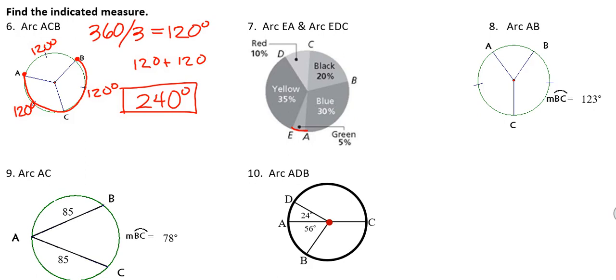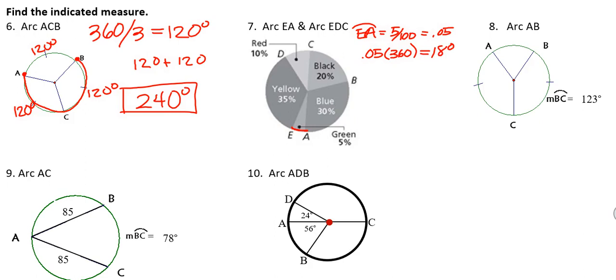First we're looking at this one down here, arc EA. It says 5%. We change that into a decimal by dividing by 100, which gives us 0.05. Then, because we want arc EA in degrees, we multiply 0.05 times 360. When we do that, we get 18 degrees.